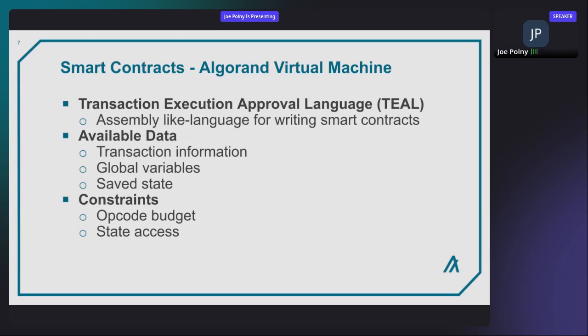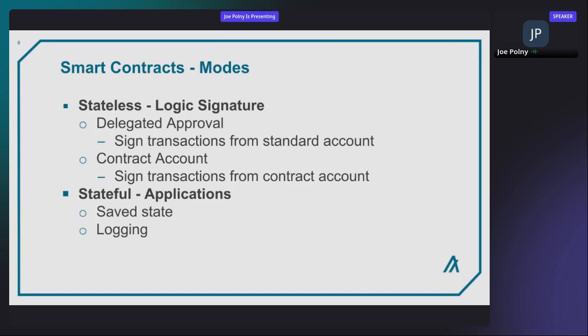So with smart contracts on Algorand, there are a couple of different modes that you can use. And we call them two main things, logic signatures and applications. So for logic signatures, these are stateless smart contracts. And by stateless, we mean anything you do within a given call of a logic signature won't be available in the next one. So you can't save information. There's no concept of variables or storage.